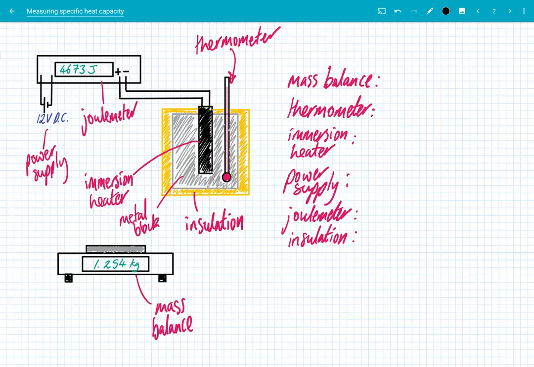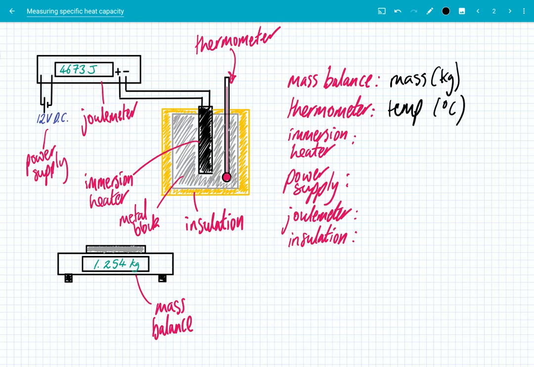First of all, we need a mass balance, and that's to measure the mass of our block. And we measure the mass in kilograms. We need a thermometer to measure a temperature change, and we always measure temperature in degrees Celsius.